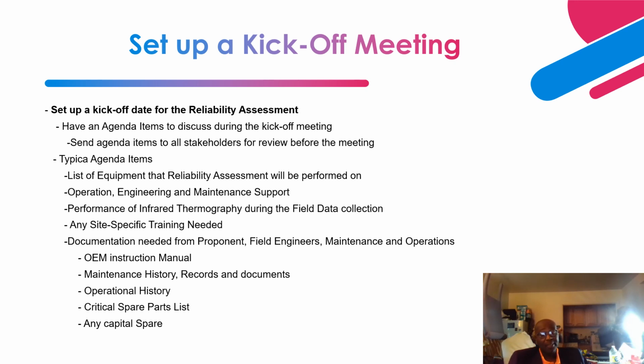And typical examples is what I've listed here, and that is OEM instruction manual, OEM operation manual, OEM maintenance manual, maintenance history records and documents, and operational history. A lot of operational history comes from the operation department. We can get you that list based on the equipment tag or ID.